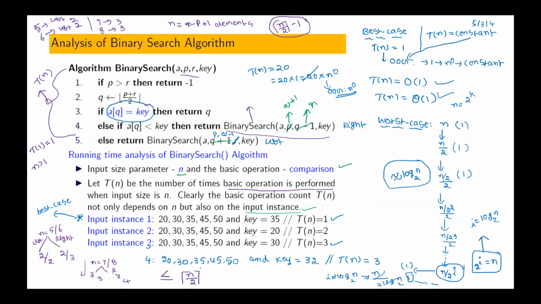Either we go to left side or right side. Left side means number of elements is n by 2 minus 1. Right side, sometimes it can be n by 2. Whether we go left or right, number of elements is not more than n by 2, less than or equal to n by 2 elements. Is that correct? Left or right, number of elements is at most ceiling of n by 2. Is that okay, or any doubt?